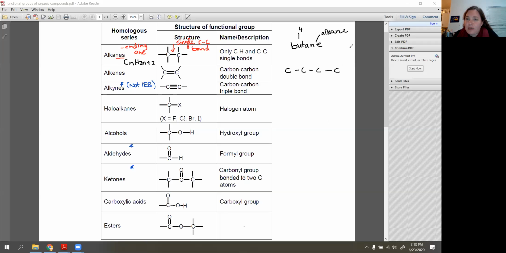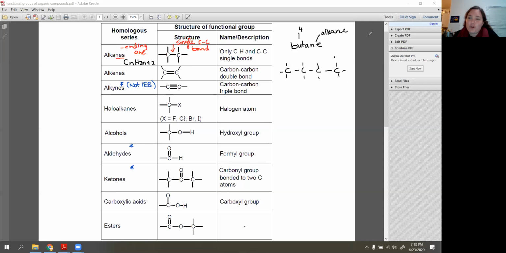Then you need to remember the other little rule that I told you just now, which is that every carbon has 4 bonds around it. 1, 2, 3, 4, 1, 2, 3, 4. 1, 2, 3, 4, 1, and then it needs 2, 3, 4.